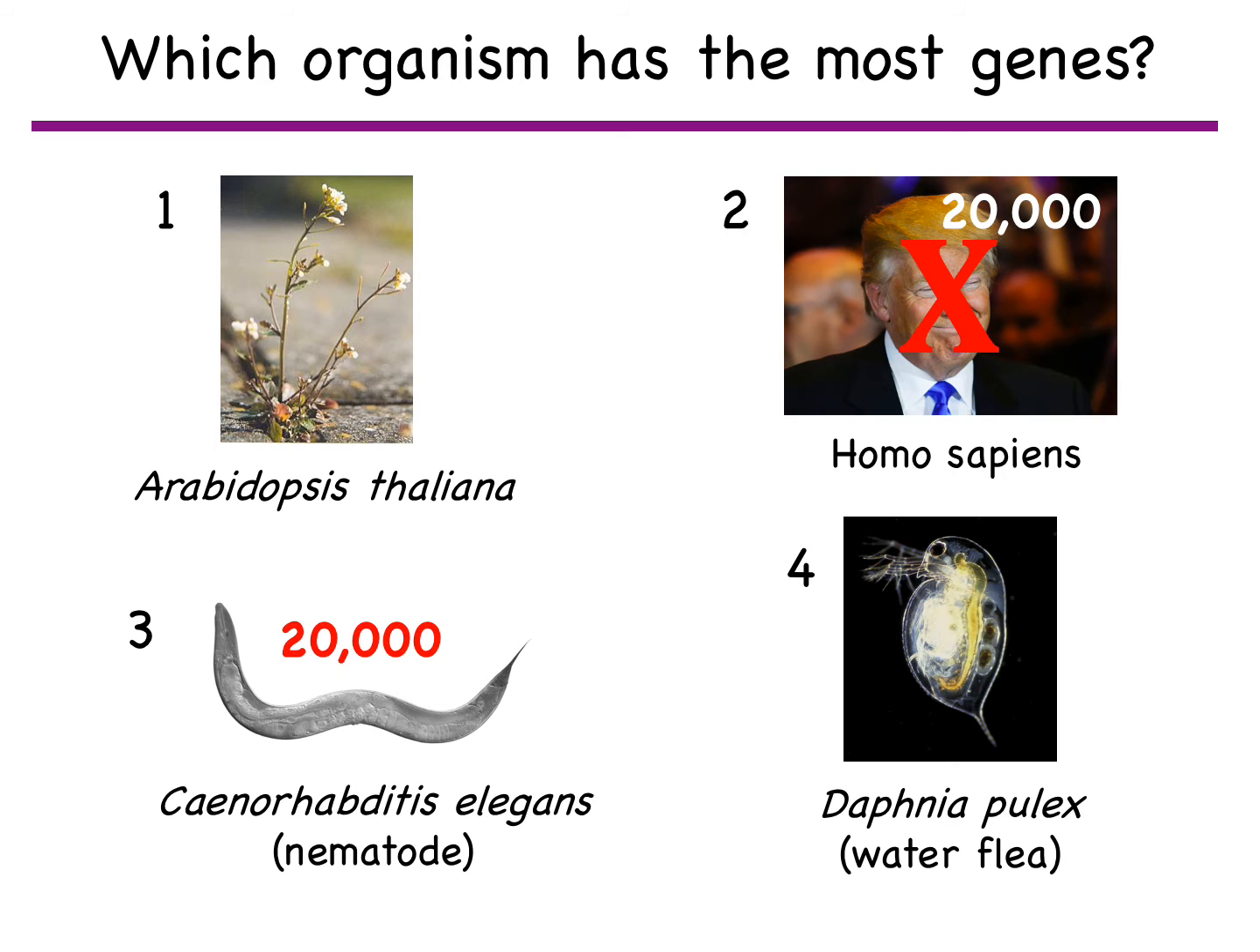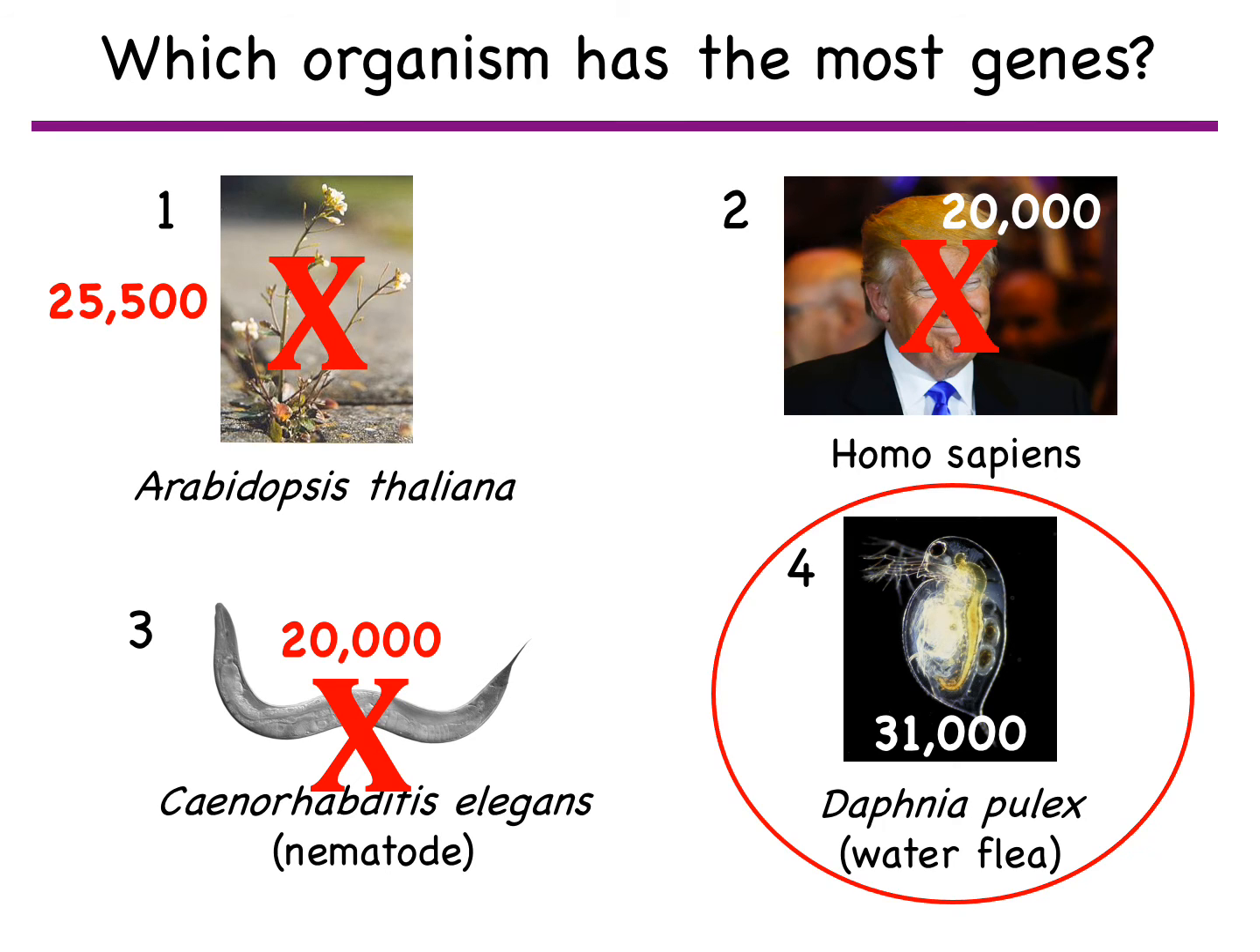You might think, for example, it's C. elegans. If you guess that as the organism that has the most genes, you'd be wrong once again. What about this plant, Arabidopsis? That plant has about 25,500 genes, but if you pick that one as your top choice, you'd be wrong again. It turns out the species that has the most genes is this water flea, Daphnia, which has 31,000 genes. So this is probably a surprise for lots of people.